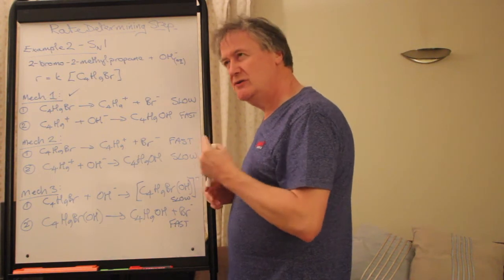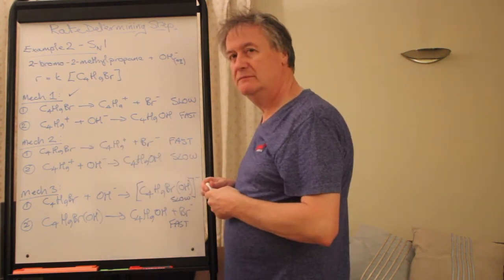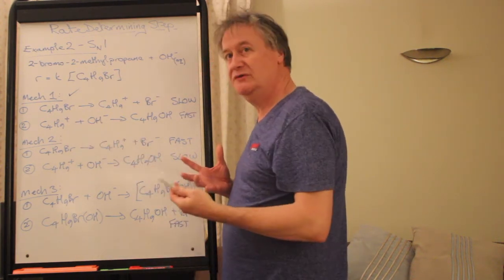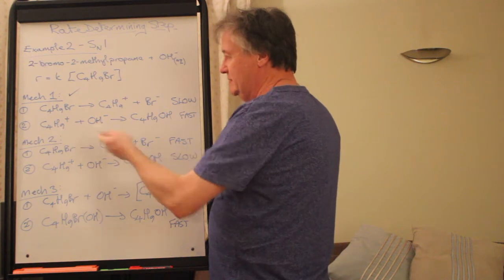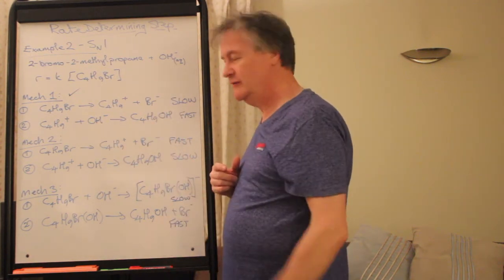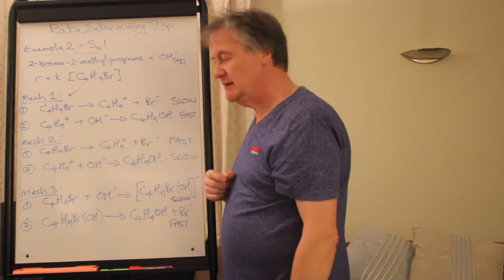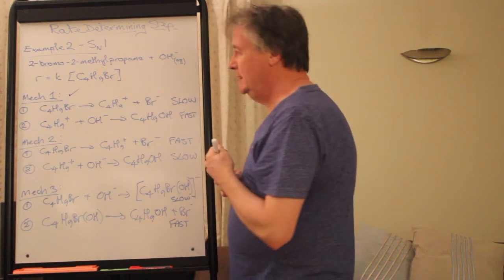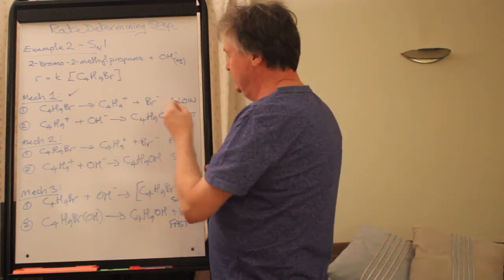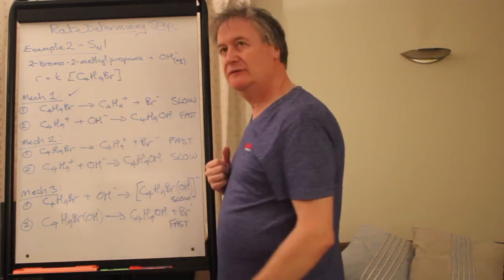Now, I do see questions where it says, why would this be a fast step? It's quite easy. A positive ion attracting a negative ion, it's going to want to do it. So those two things, if they come near each other, they'll attract each other. It'll be a fast step. It's this dissociation that is the slow step, and that is the correct mechanism. Why? Because that's the only reactant in the slow step, one of them, and that makes it first order.